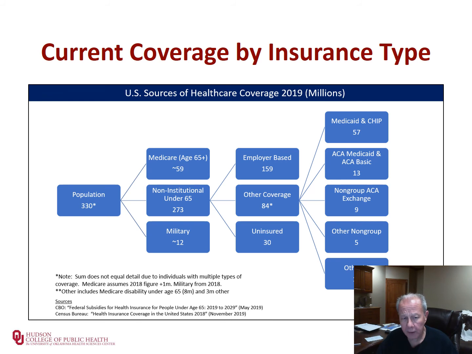Of that large group of people who aren't eligible for Medicare, because they're below the age of Medicare, or they're not disabled or on dialysis, that 273 million, the biggest group receive health insurance through their employer. Employer-based health insurance, 159 million. 84 million have other sources of coverage. And then there are about 30 million people in the United States who are uninsured completely. If you look at that other coverage, Medicaid and CHIP, 57 million, ACA plans, 13 and 9 million patients, and then some miscellaneous others. So this gives you a sense of where the United States population gets most of its health care. Again, remembering that there are 30 million people in the United States that remain uninsured.